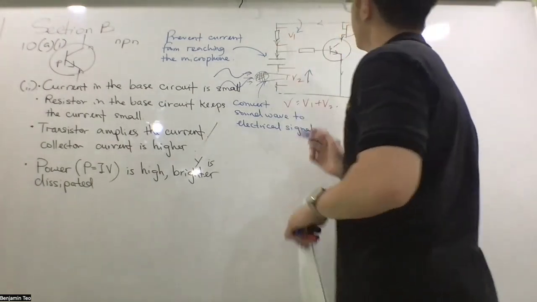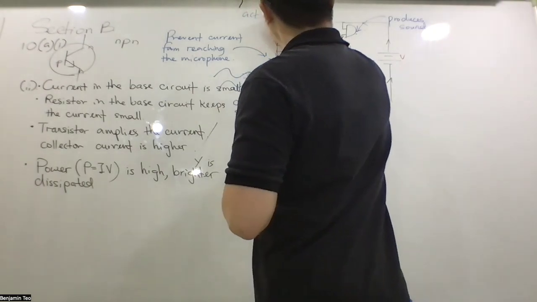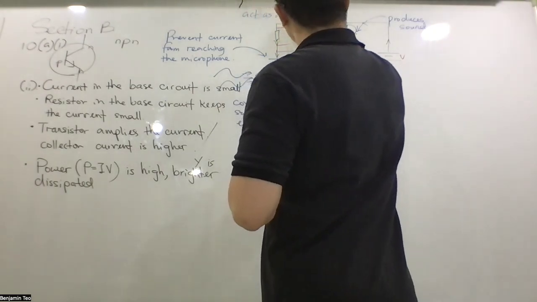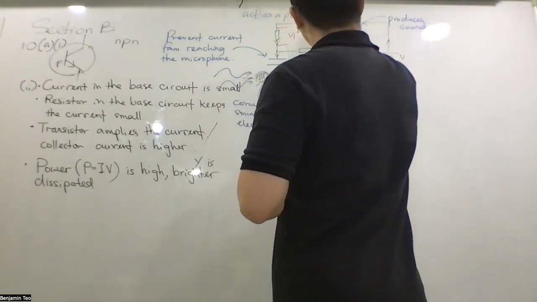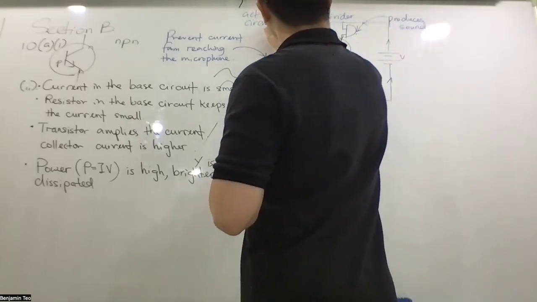How do you describe the resistor? Resistor, you say, acts as a potential divider circuit.